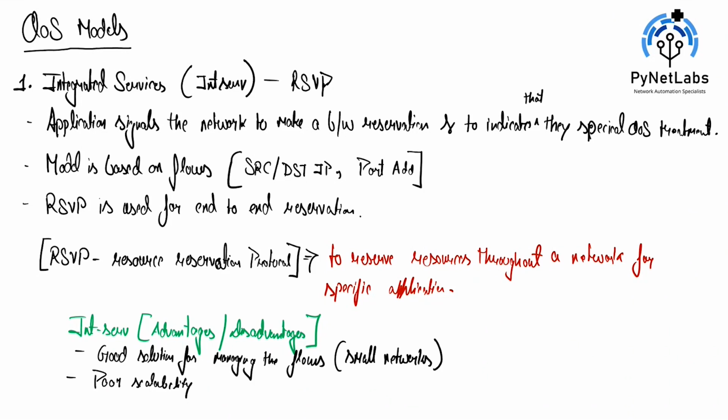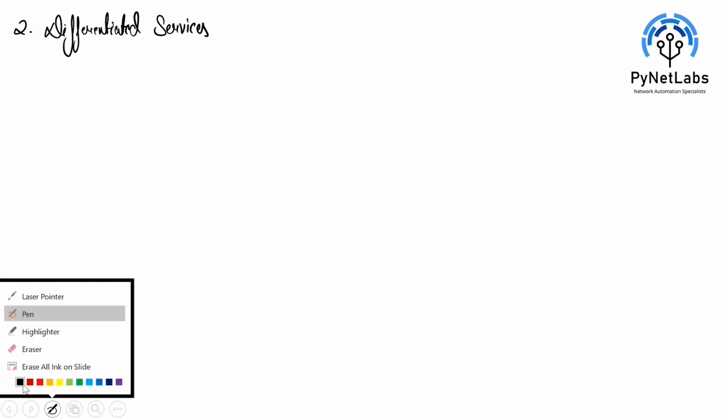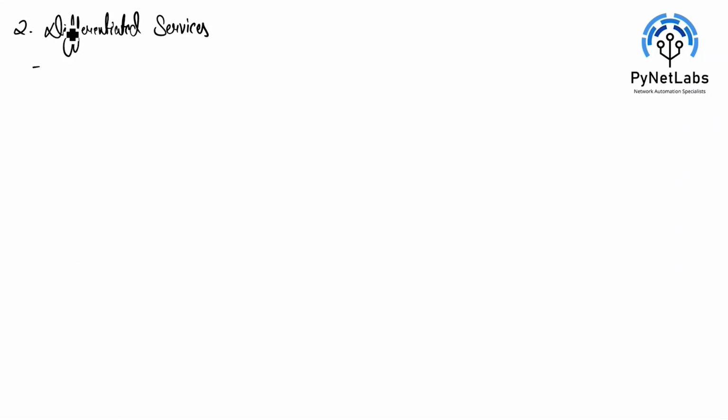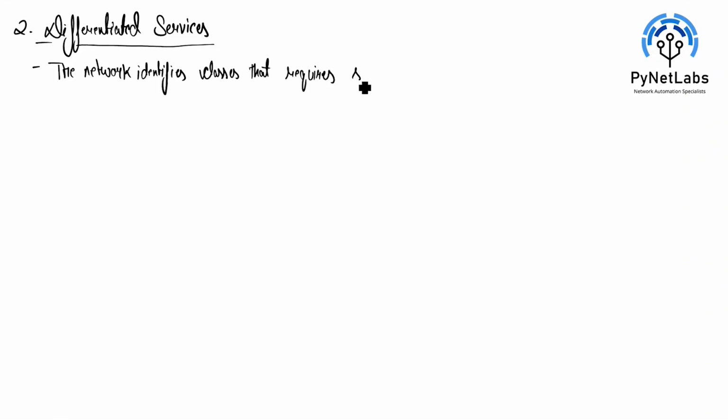Now see, this is the second type of QoS model, guys. The second one we have is differentiated services. Whenever we are talking about this differentiated services model, it is also known as DiffServ. There are some points to add on differentiated services. The network identifies classes that require special QoS treatments. Now, what does this mean?